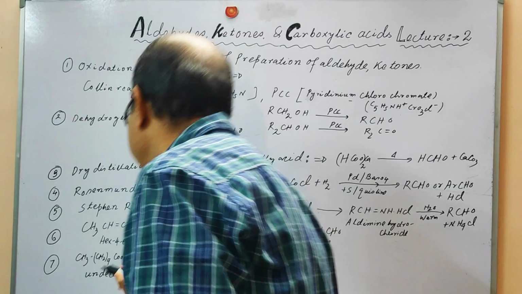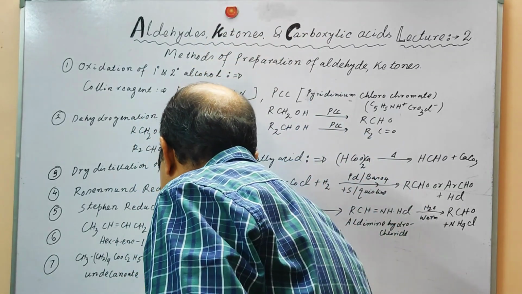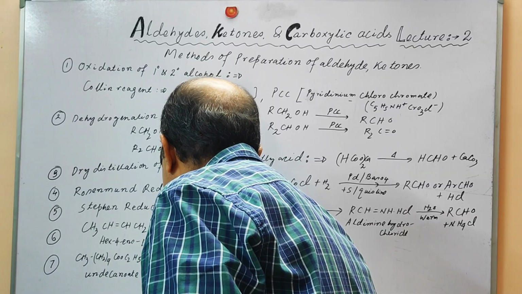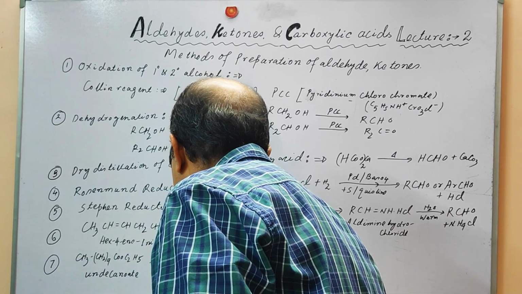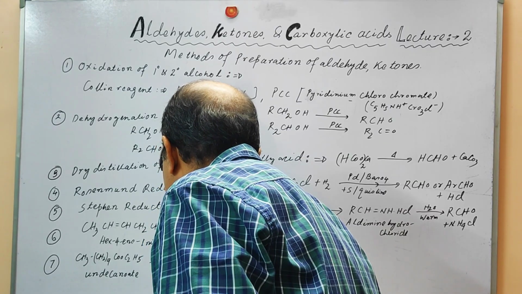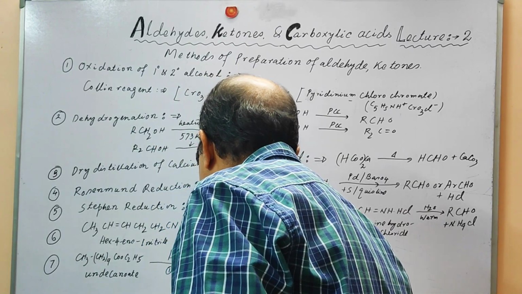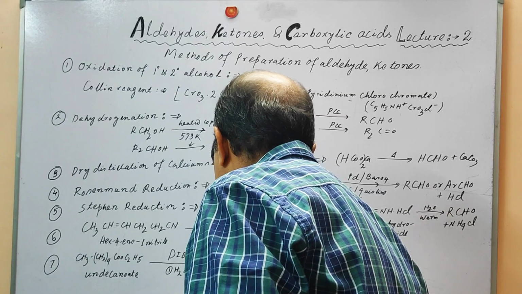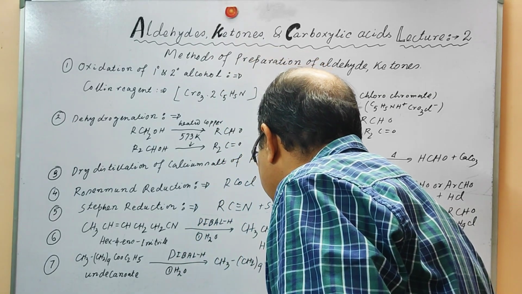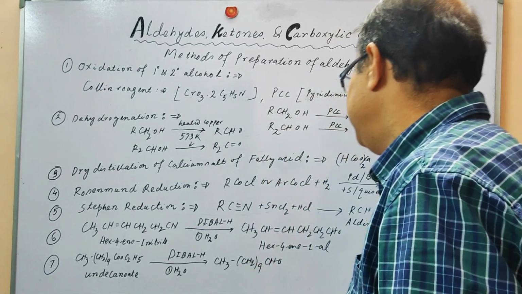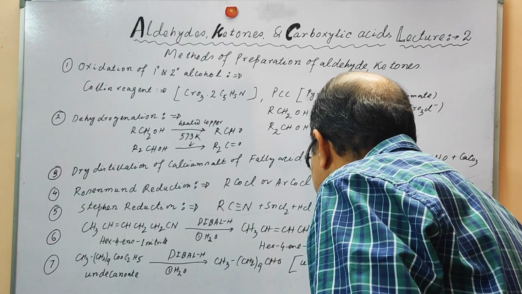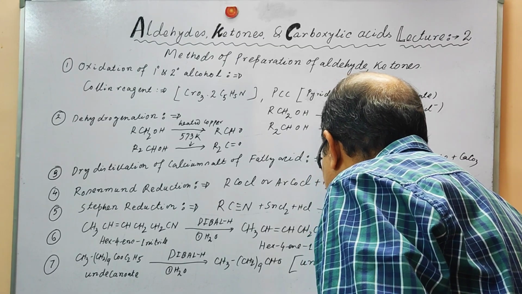This is an ester, and when this is reduced with this diisobutyl aluminum hydride followed by the hydrolysis, it is going to produce the aldehyde. And the name of this aldehyde is undecanal.